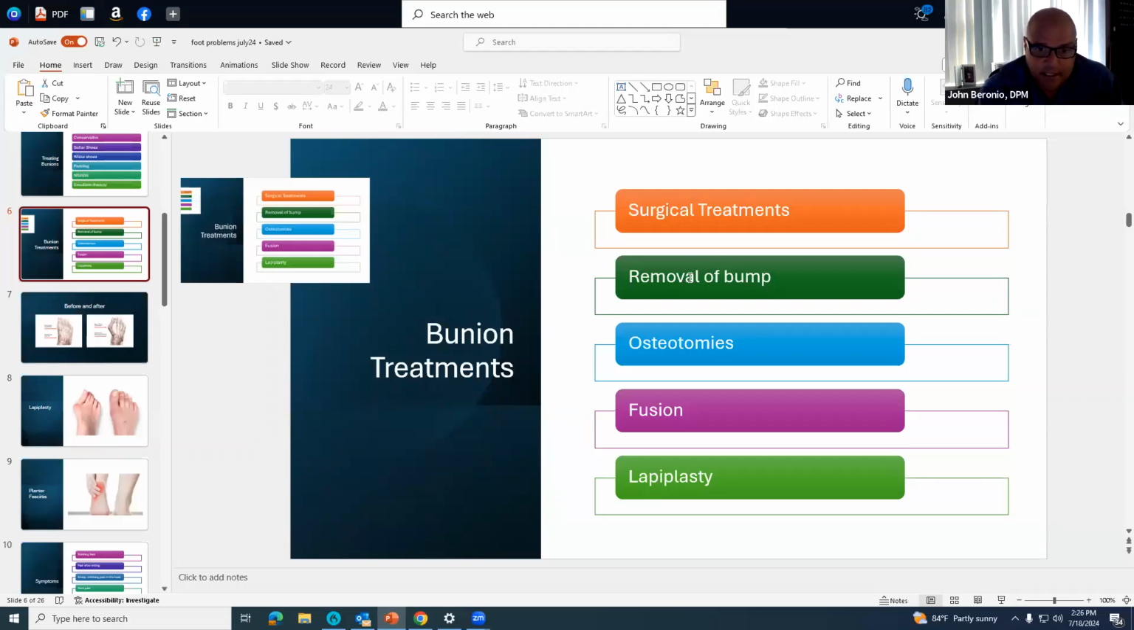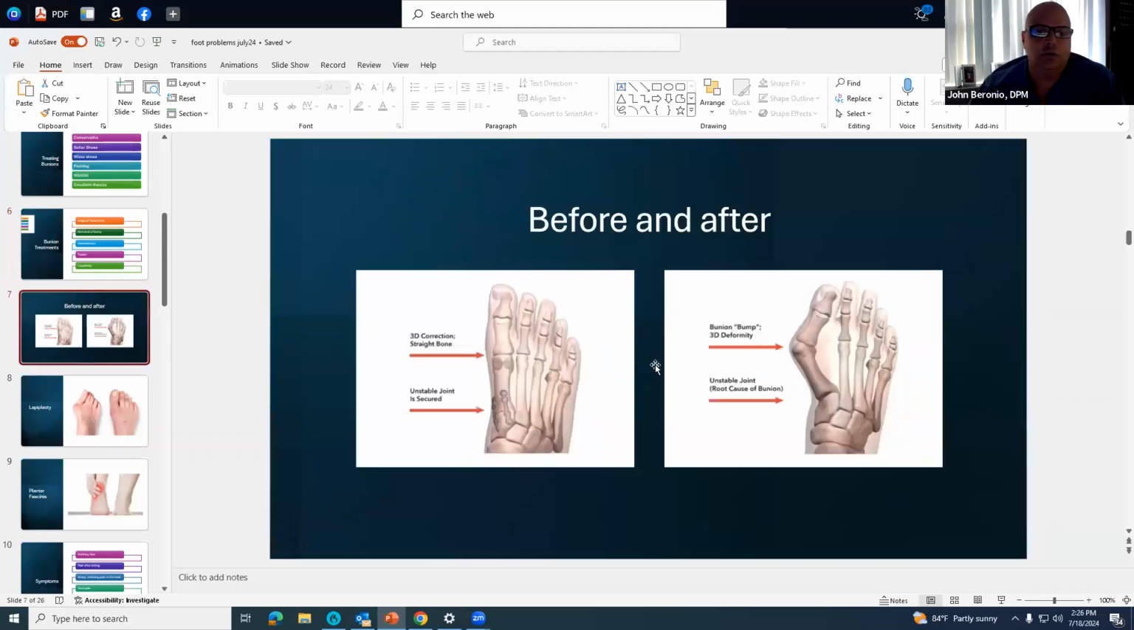An osteotomy, as I just explained, is where we cut that first metatarsal, shift it, and move it. A fusion is when we would fuse the metatarsal here as well as that big toe joint. So this would be straight, like these two bones here would then become one. So they would be fused.